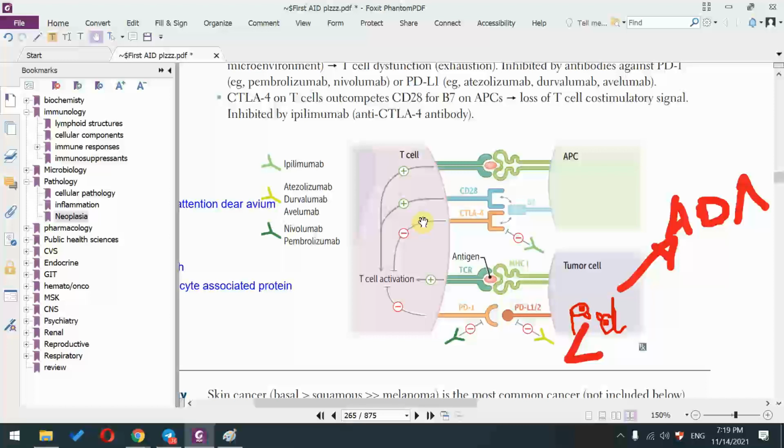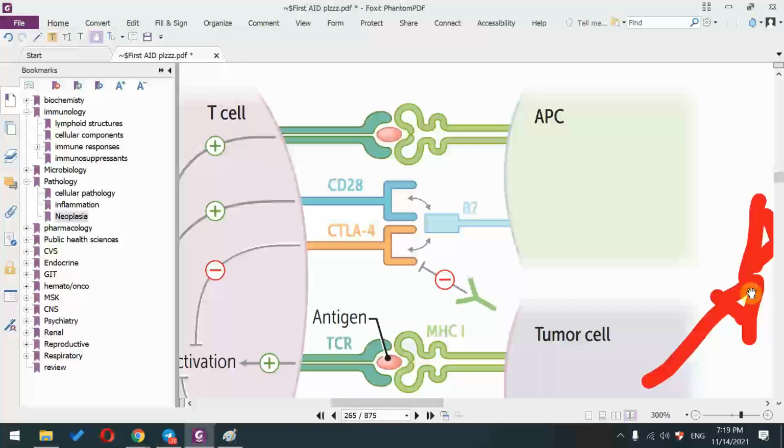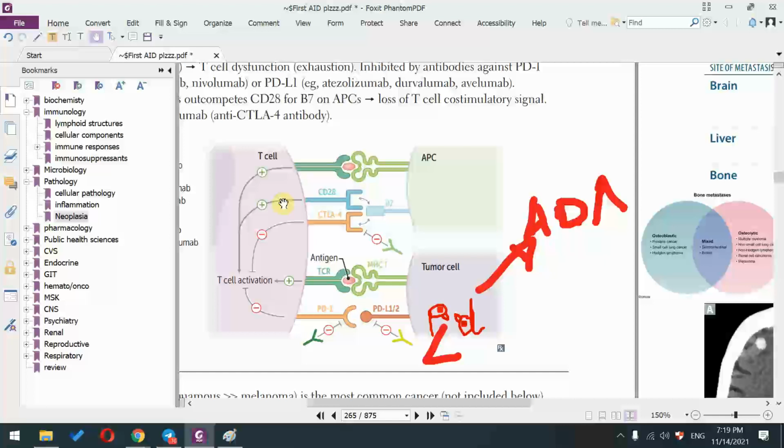There is this relationship between the B7 and the CD28. So the B7 activates the CD28, which activates the T cell. Is that a good thing? Yeah, you want the T cells to be active. Remember, our main function is to keep this one active and to kill this one.